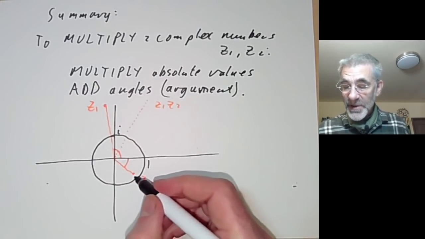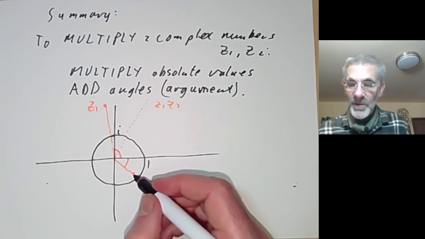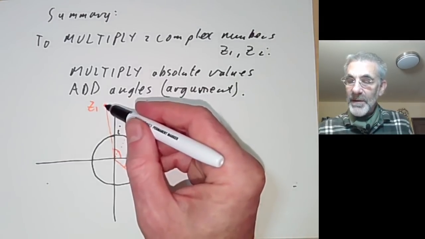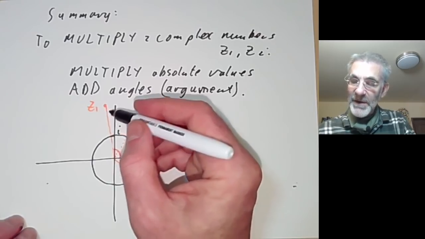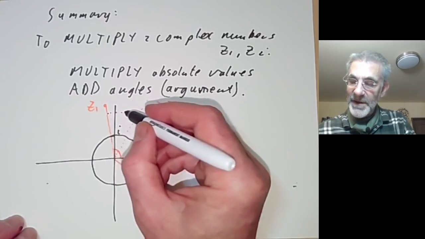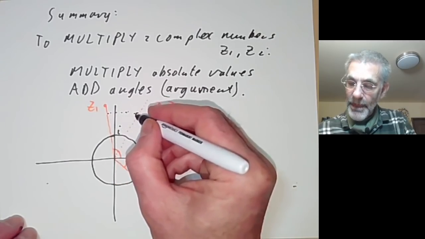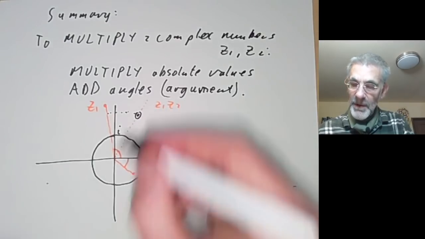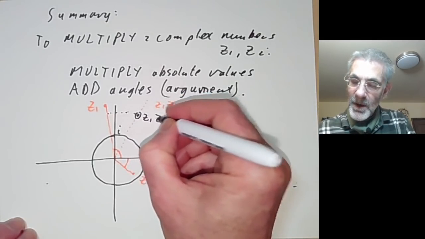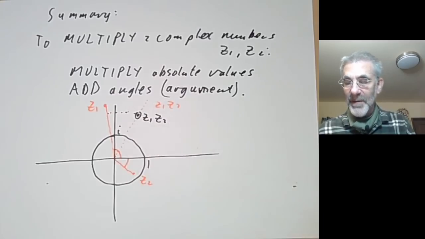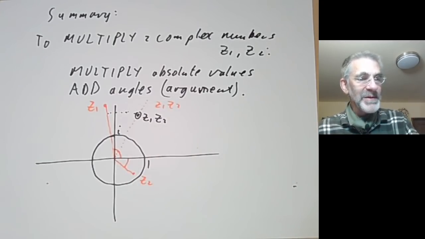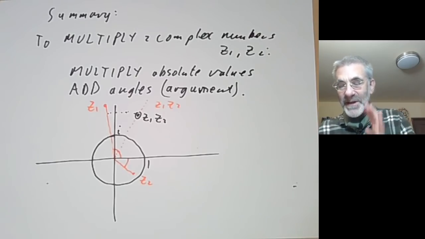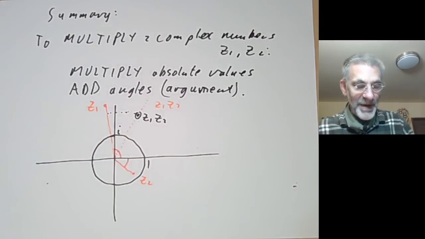Well, z2 has absolute value a little bit less than 1. So the absolute value of z1 times z2 will be a little bit less than the absolute value of z1. So it'll be sort of around here somewhere. So z1, z2 will be somewhere around here. So you see you can actually multiply complex numbers just by visually staring at them and figuring out where they are without doing any algebraic calculations at all.